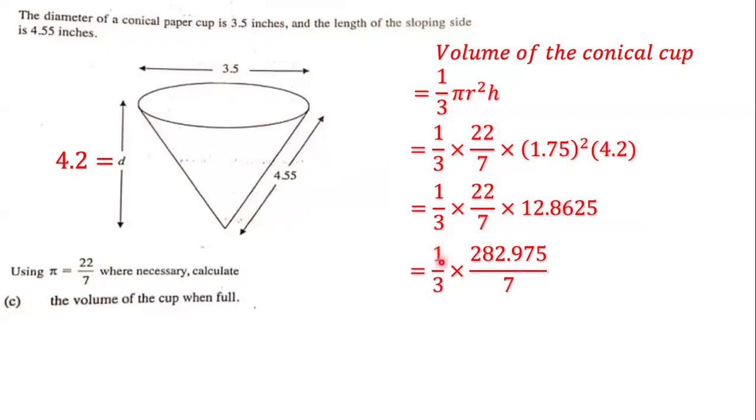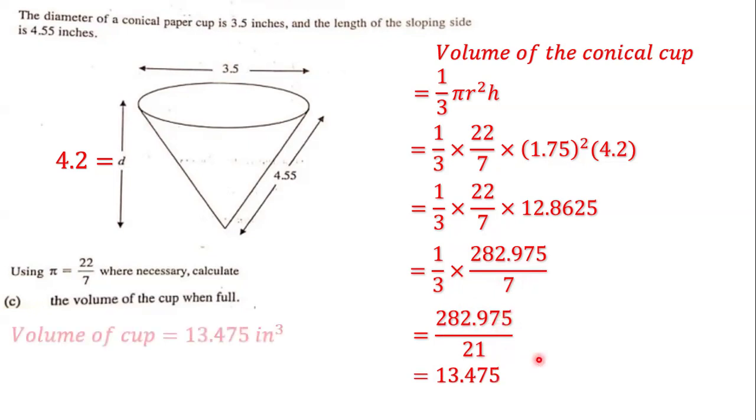Then we say 1/3 multiplied by this fraction. So we have 1 times 282.975 over 3 times 7, which is 21. When we divide 282.975 by 21, we get 13.75. And so that means that the volume is 13.75 inches cubed, not centimeters cubed, inches cubed. Okay, let's move on to the next question.